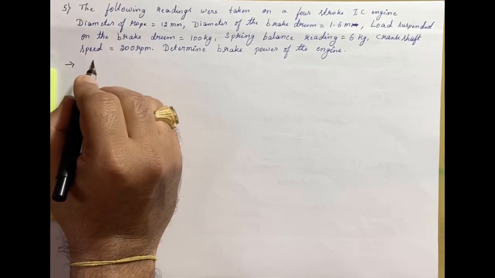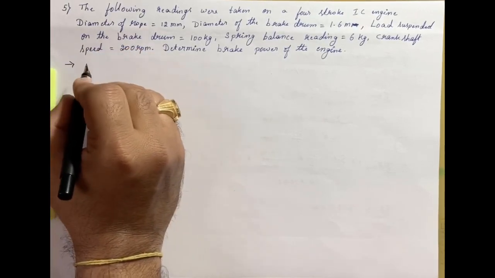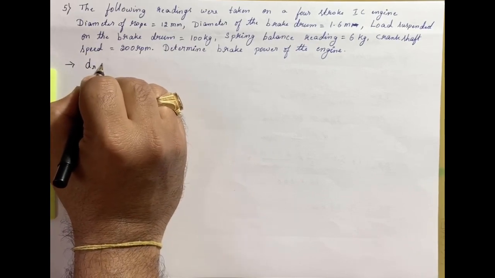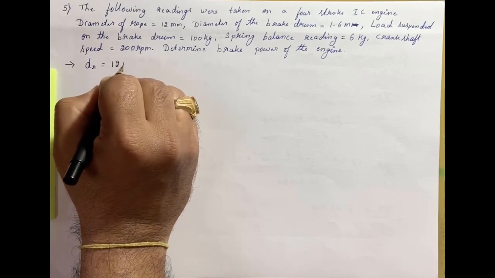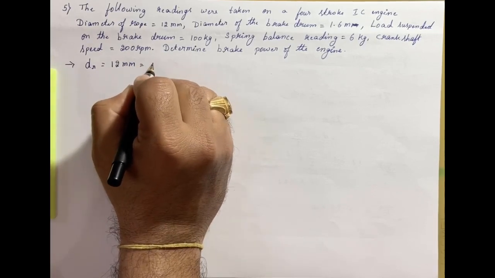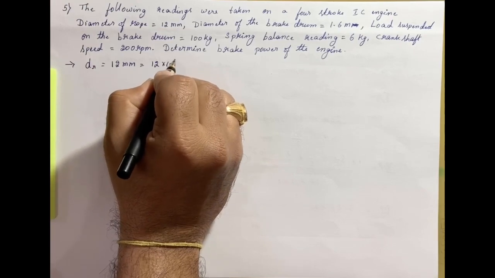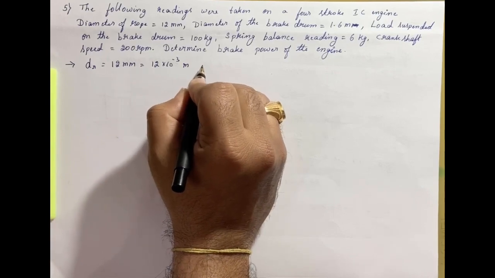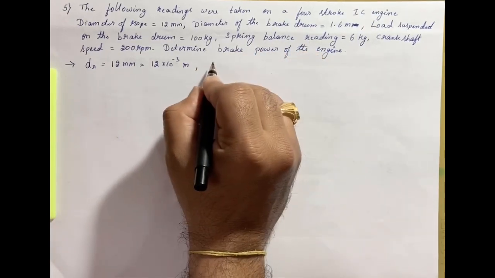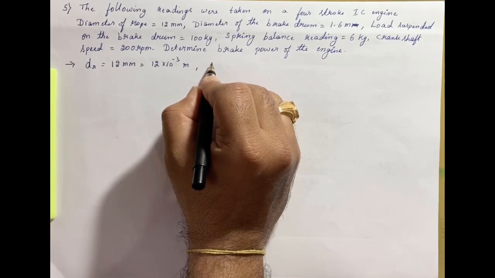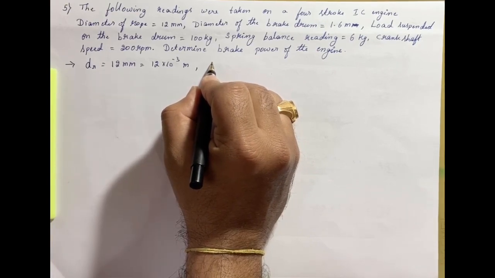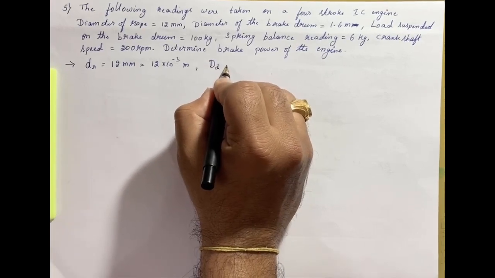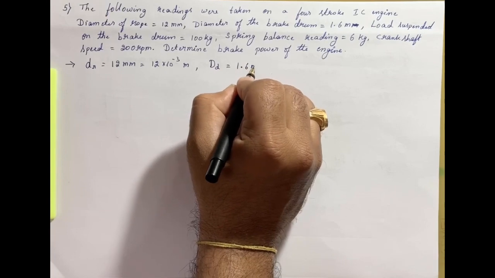Now the given data are, first he has given the diameter of rope. Diameter of rope I'll write in terms of small d_r, that is 12 mm, equals 12 into 10 raised to minus 3 meter. Now he has given the diameter of the brake drum, right? I'll write diameter of the brake drum as capital D, that is equal to 1.6 meter.